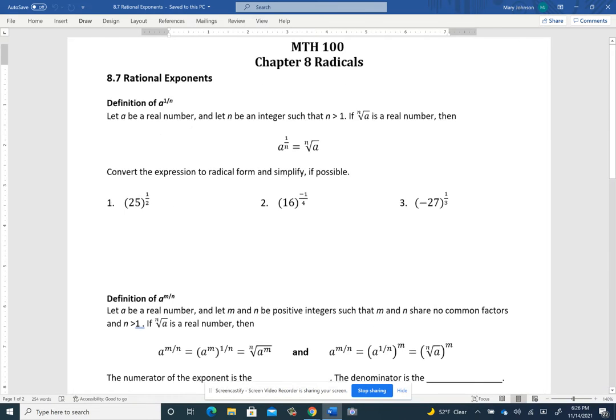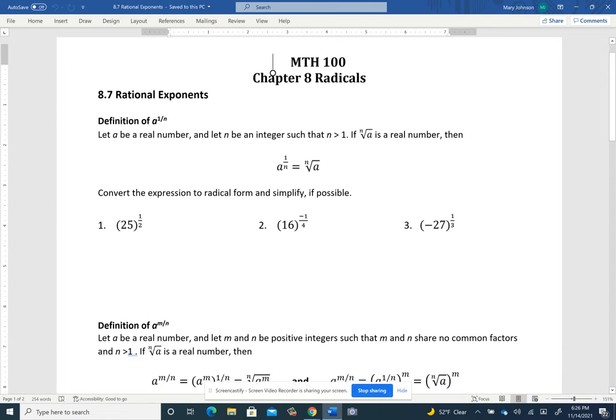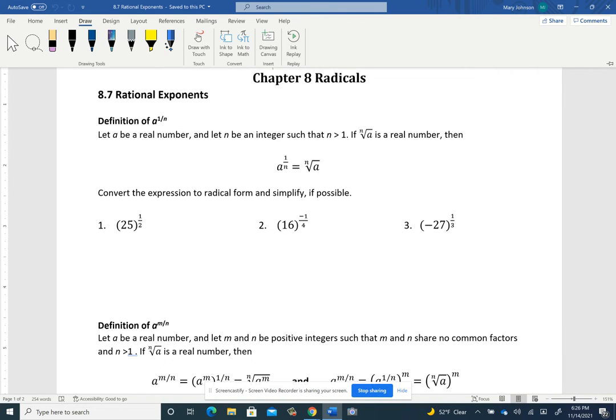Okay, I want to do a video for section 8.7. It's not a difficult section, and that way we can spend our limited class time on doing more important things. All right, so let's take a look.